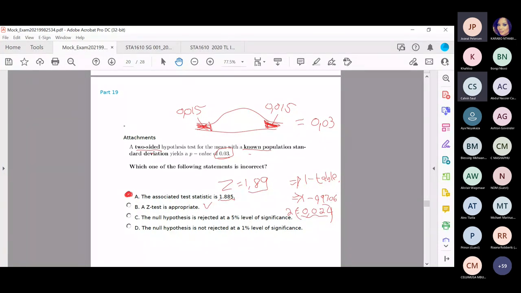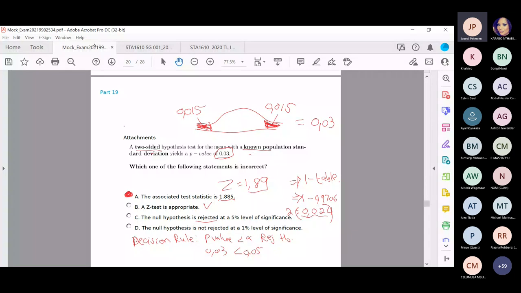We're using a z-test. The null hypothesis is rejected at 5% level of significance. So remember the decision. Here we don't even have to worry a lot because the decision rule states that if the p-value is less than alpha, we reject the null hypothesis. So our p-value in this instance is 0.03. I don't have to use the values that we are calculating now, I just need to use the values we have there. And our alpha value is 0.05. So our p-value is less than alpha, so we reject the null hypothesis, and that's what it says.